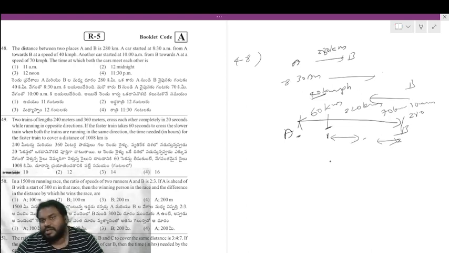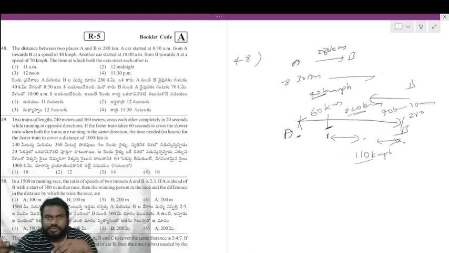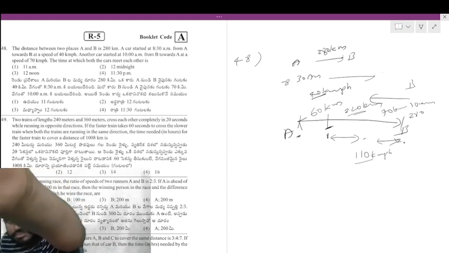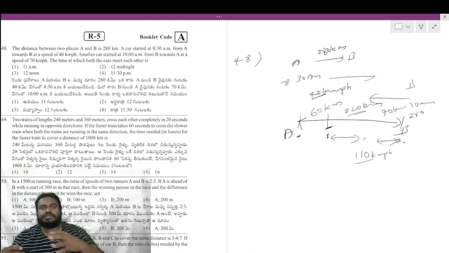To cover 220 distance, what is the relative speed? Because both are moving in the opposite direction, the relative speed will become 40 plus 70 is 110. So with 110 kilometers per hour, they are approaching each other. Why do we have to add both the speeds? Because they are coming in the opposite direction. Obviously, you have to add them.